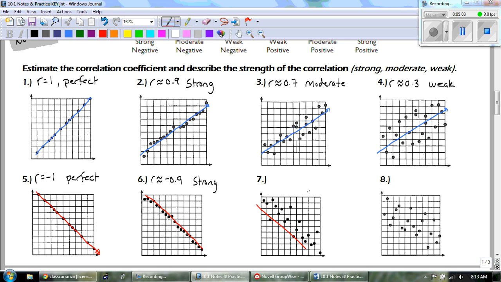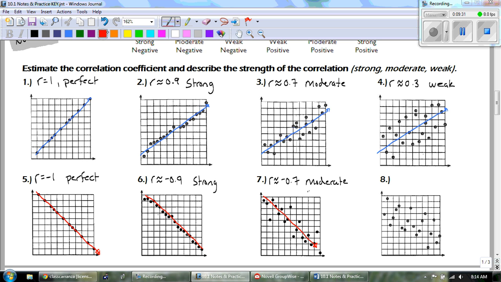Okay, 7, once again, you can see the general trend of the graph is going down. Okay. So we know that it's negative. It's not perfect. It's not strong. It's not weak. Yeah, it's moderate. So negative 0.7, and that it is moderate.